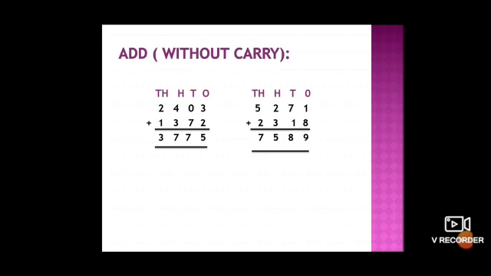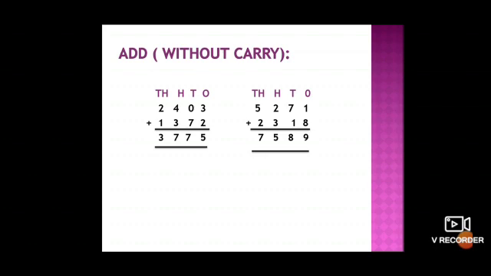So what is the answer you are getting? This is 3775. So this is how you add numbers. Always remember children, when we add, we always start with the ones place. Let's do one more question. Okay. The next question you can see is 5271 plus 2318. Now let's start adding from the ones place.